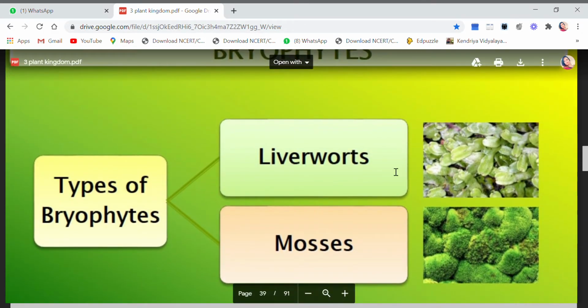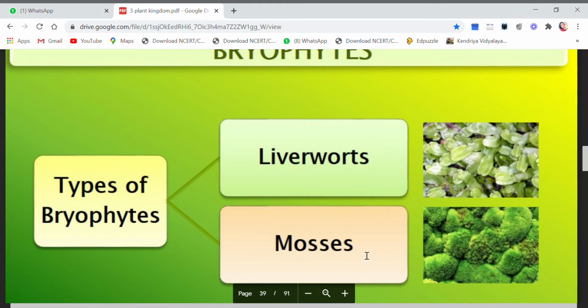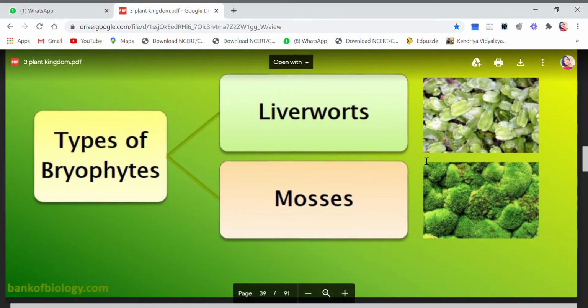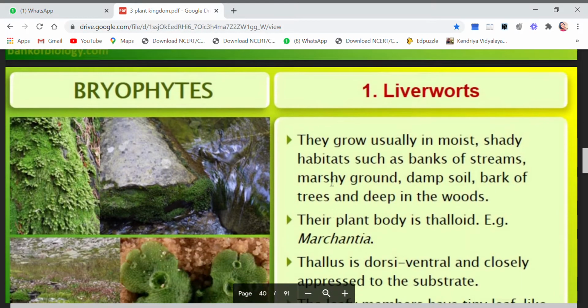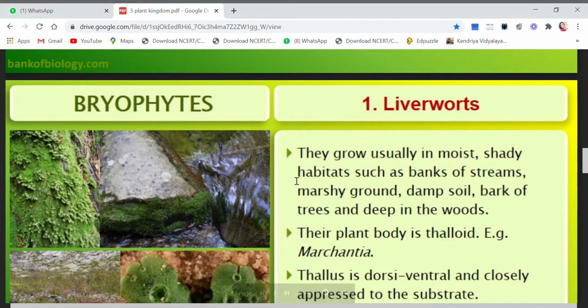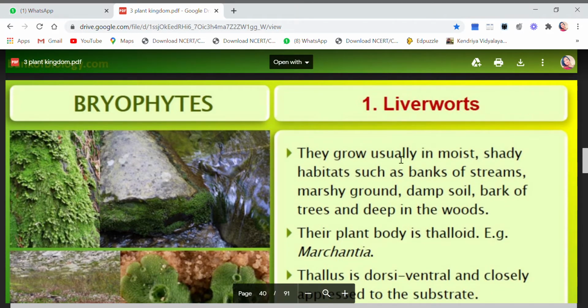Now children, here we will also study the types of bryophytes. There are two types of bryophytes, liverworts and mosses. As you see the difference in the diagram, let's elaborate on them. First category is liverworts. They grow usually in moist, shady habitats such as banks of streams, marshy grounds, damp soil, bark of trees, and deep in the woods.